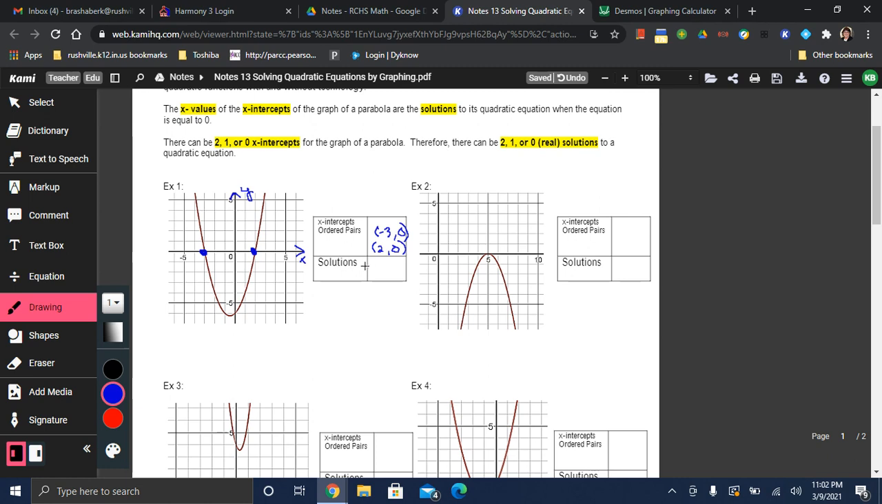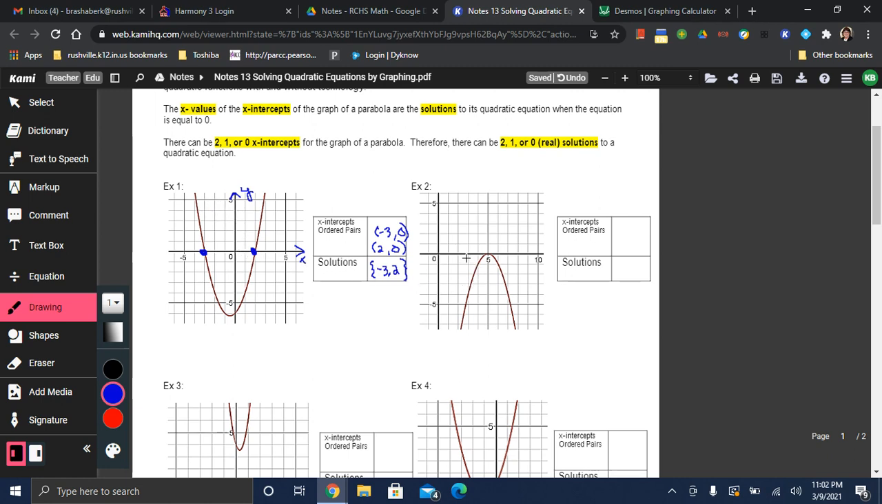Then we're asked to find the solutions of an equation that would give us this graph. The solutions are the x's out of the x-intercept. So we're going to write those in a solution set, and the order that we write these in does not matter. So I could write the -3 first and then the 2, or I could write the 2 first and then the -3. So these would be the solutions to an equation that would go with this parabola graph.